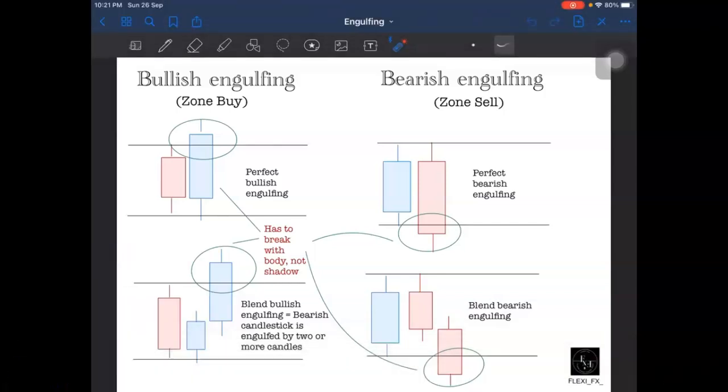Okay, hi. So in this first video, I'm going to explain to you what is bullish engulfing and what is bearish engulfing. All right. So bullish engulfing is a zone for us to go for a buy, and bearish engulfing is a zone for us to go for a sell.